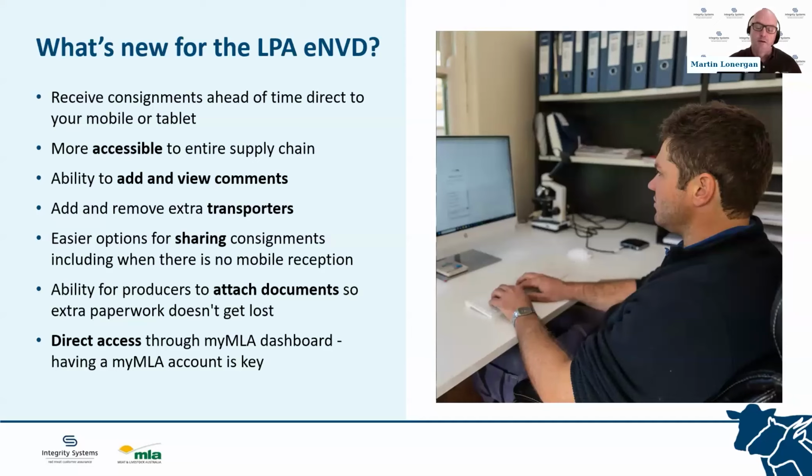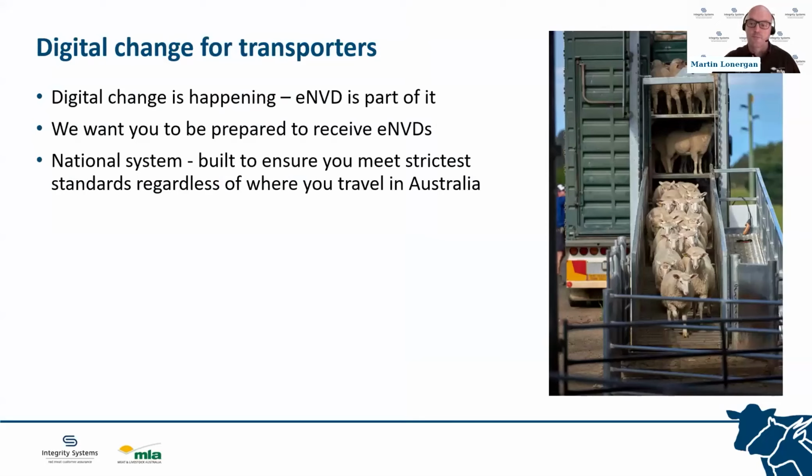The other important one is we've made it easier to access. The main thing that every part of the supply chain will require is a myMLA registered account. So once you have that, you can then go into the system and receive consignments. Romy will go into a little bit more detail about that. Now I'll hand over to Wade, and he'll go into a little bit more detail for the transporters.